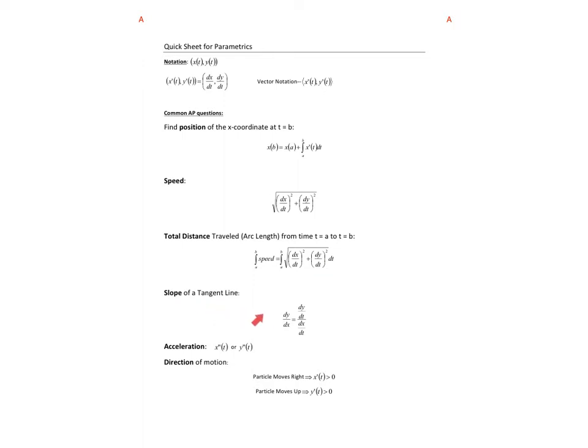The slope of the tangent line, so if you're considering your dy dx, now we've got to introduce this dt notation. It's going to be your dy dt over dx dt, and if you simplify this complex fraction, it does return back to dy dx. Acceleration is our double primes like normal, and by default we're moving to the right when x prime is positive, and we're moving up when y prime is positive.